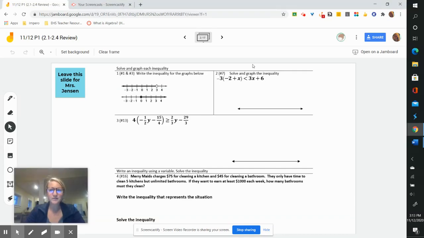Let's go over these practice problems for the 2-1 to 2-4 summative test review. So for number 1, we want to write the inequality for the graphs below. The first graph, it's shaded to the left, so we know it's going to be less than, and it's an open circle, meaning it's not equal to. So x is less than 3.